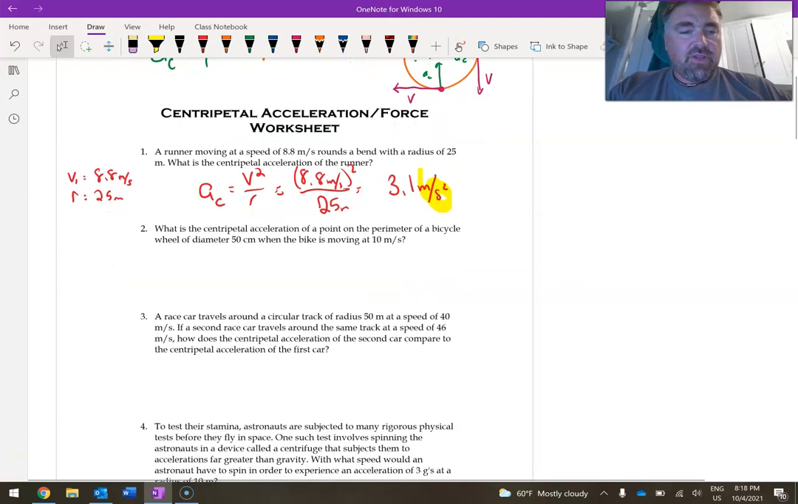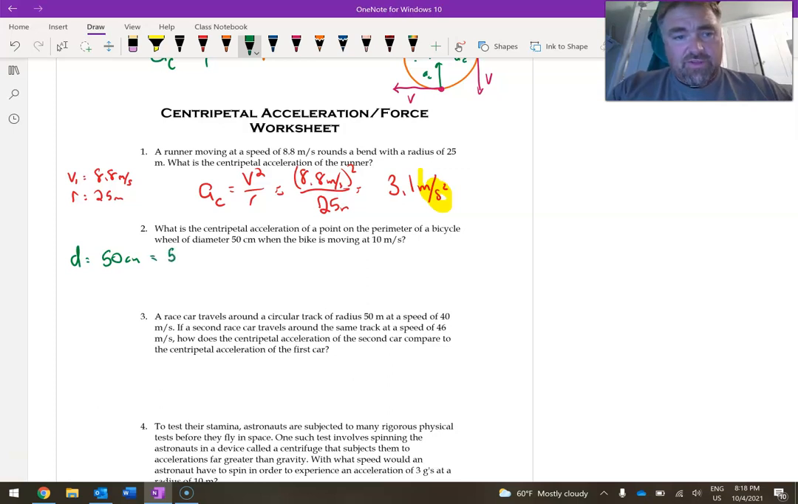If we look at the next one, what's the centripetal acceleration on the perimeter of a bicycle wheel of diameter 50 centimeters when the bike is moving at 10 meters per second? So let's guess here. We know the diameter is equal to 50 centimeters. So a couple things wrong here that immediately go, ooh, that's not good. We're talking about centimeters here, so we need to change that back into meters.